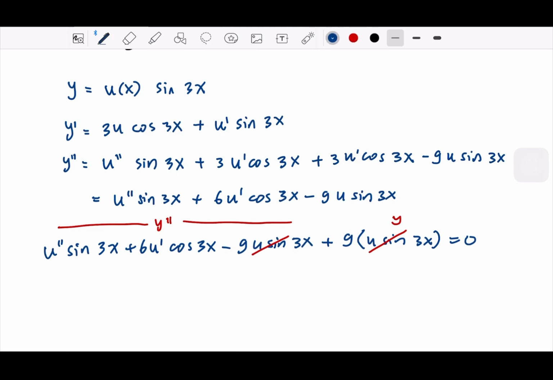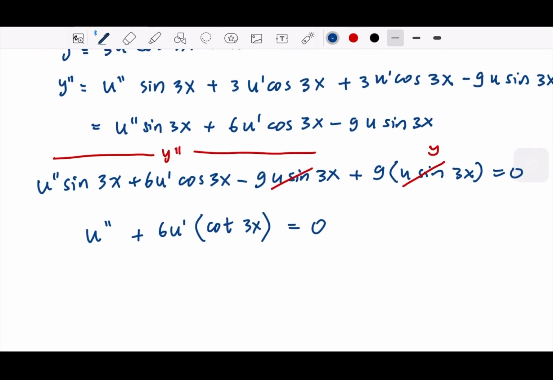So we have u double prime sine 3x plus 6u prime cosine 3x, right? I think we can simplify: u double prime divided by sine 3x, and we have 6u prime, and then cosine divided by sine is the cotangent, so we can write cotangent 3x equal to 0.